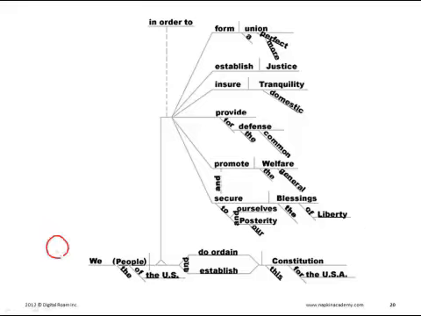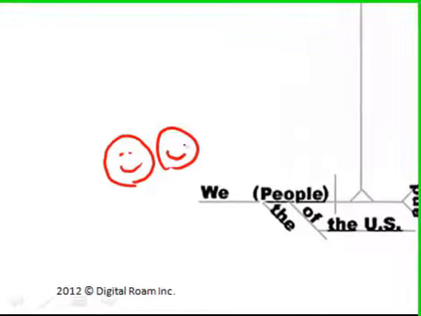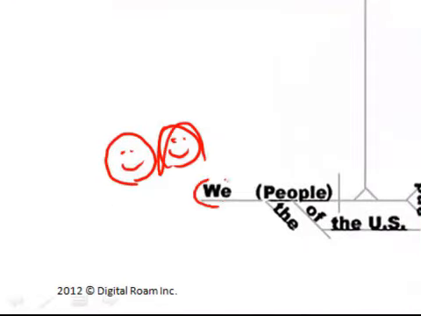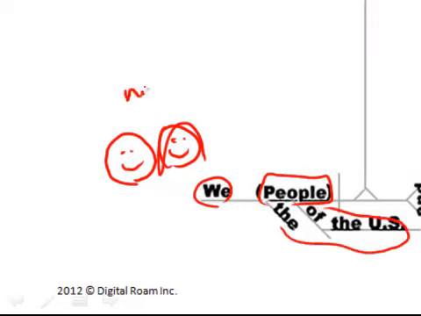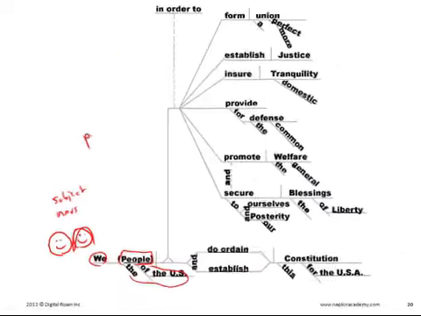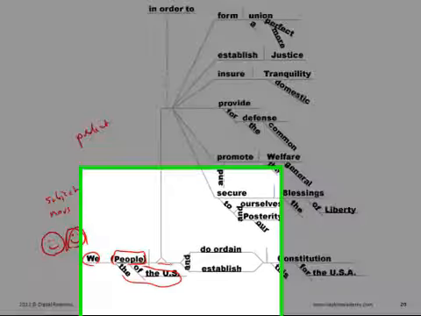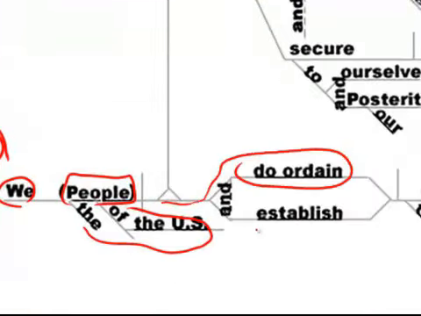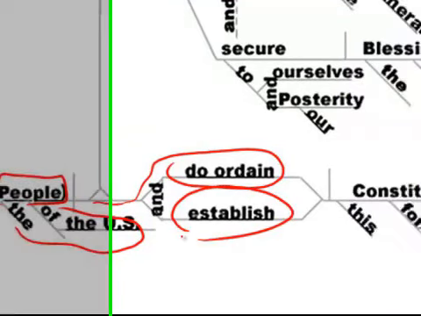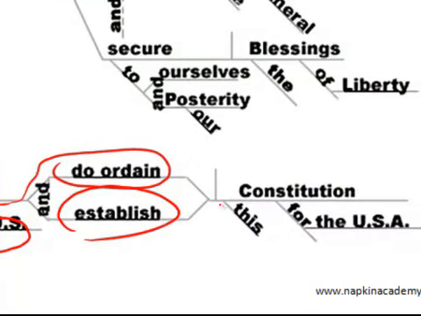Let's pick the nouns. We. Here we are over here. We. People. Which people? Well, in this case, the people of the United States. That's our noun, our subject. Okay, so where's our predicate? What do we do? Well, we ordain and establish something. What are we going to ordain and establish?